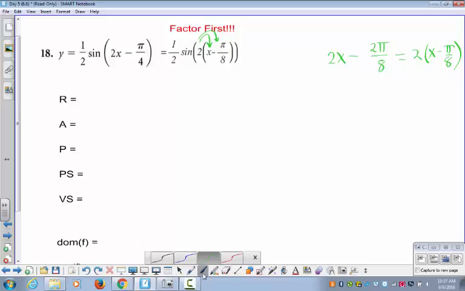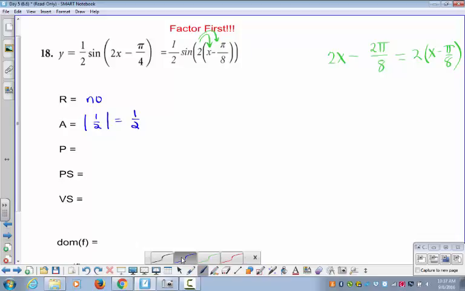Okay. So now we've factored, and we can go through our properties. Again, read left to right. There's no reflection. There's no minus out in front. Amplitude. That's the absolute value of the leading coefficient. So the amplitude is just 1/2. So right away, you should be thinking vertical what? Stretch or compression? Compression. Right? Vertical compression.